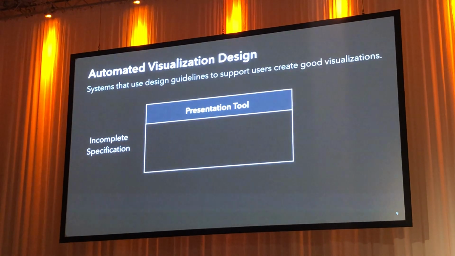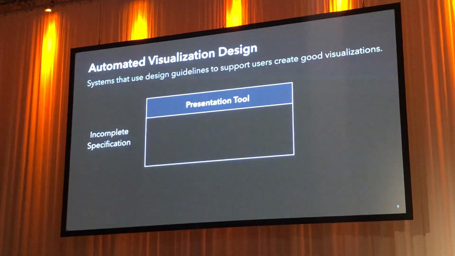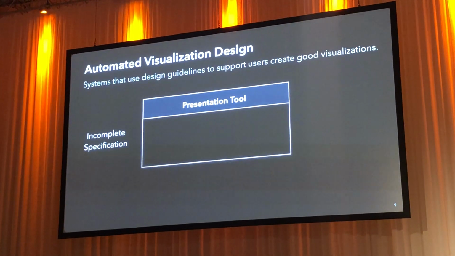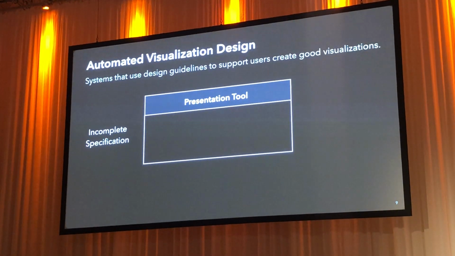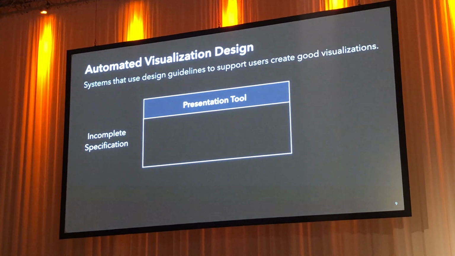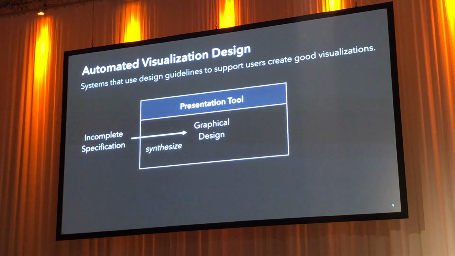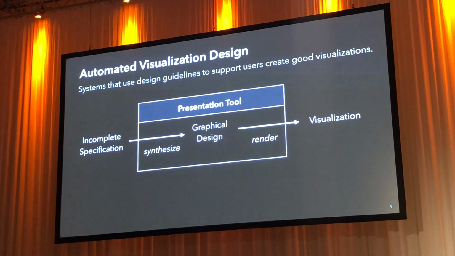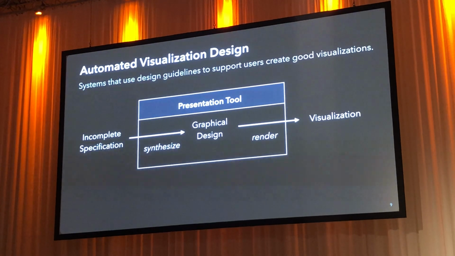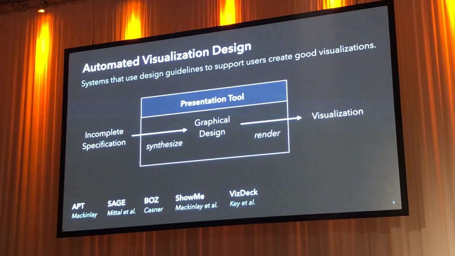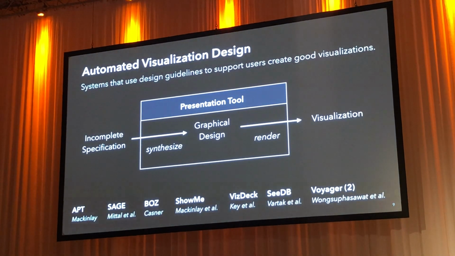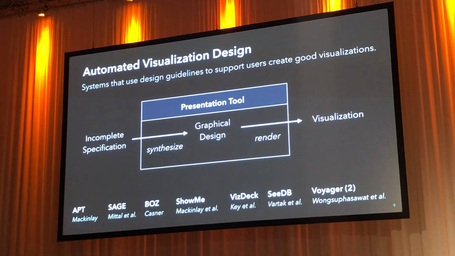These systems, which date back to the 1960s, usually take in some incomplete specification that's coming from some user interface or maybe a program, then synthesize a graphical design from that, and then finally render it. As I said, it started in 1986 with Jock McKinley's APT system, but it continues to just a few years ago.